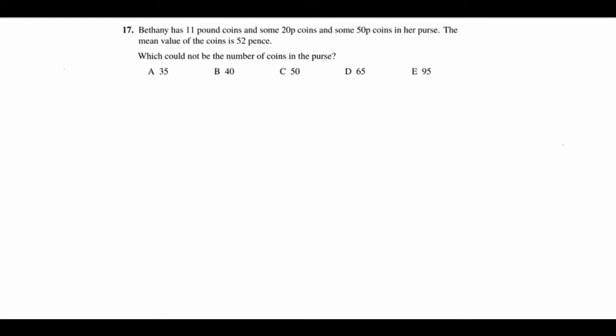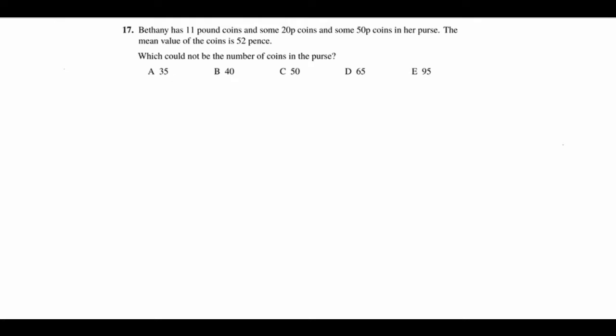Okay, so question 17 is: Bethany has £1 coins and some 20p coins and some 50p coins in her purse. The mean value of the coins is 52 pence. Which could not be the number of coins in the purse? So the first thing we're going to do is set up an equation using the mean.